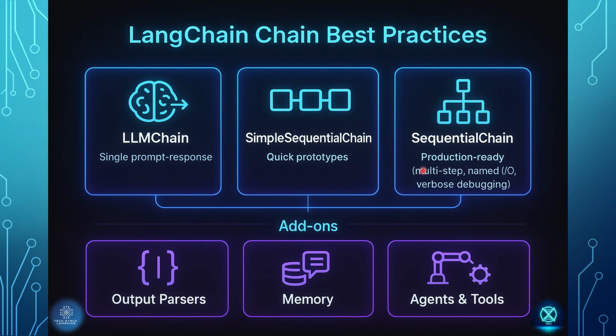It's very easy, multi-step pipelines we can create with inputs and outputs, right? And you can also add output parsers to enforce some kind of structure. If you haven't seen the output parsers session, please go ahead and watch it. It is there in my playlist on my YouTube channel. You can add memory to process the conversational history, or you can combine with agents and tools. So these are the best practices we can follow.